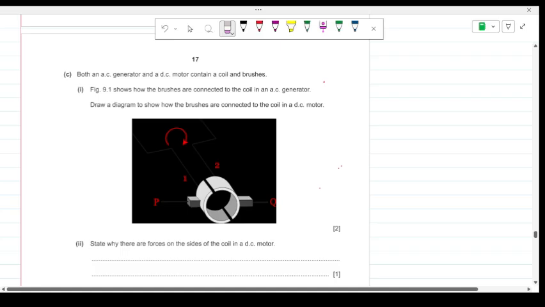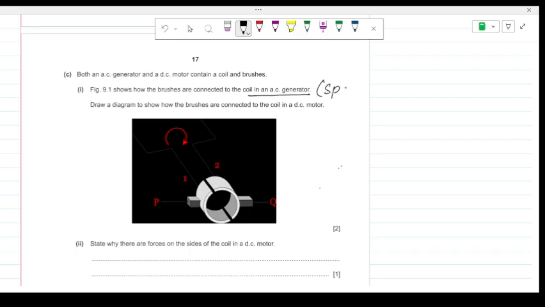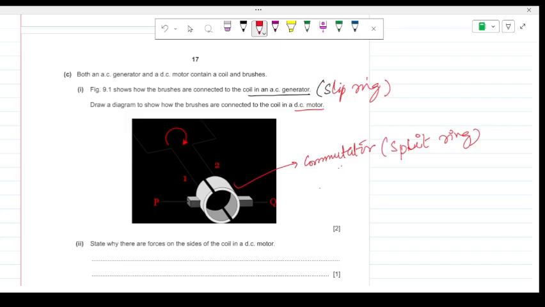Okay, moving on to question number 9, part C, which says that both an AC generator and a DC motor contain both coil and brushes. Figure 9.1 shows how brushes are connected in a coil in an AC generator. So in an AC generator we have slip rings and 4 brushes. Draw a diagram to show how the brushes are connected in a coil in a DC motor. So in a DC motor we use a commutator, known as split rings. To generate the power outputs, we use split rings.